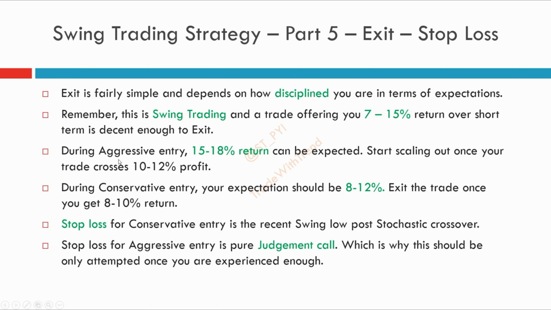Whenever you are taking entry with the aggressive entry method, you should be expecting about 15 to 18% return, and you can start exiting positions bit by bit once you start crossing about 10 to 12% profit in your trade. For the conservative entry method, your expectation of profit should be somewhere around 8 to 12%, which is why you need to exit the trade as soon as you get about 8 to 10% in the next few days or 1 or 2 months.